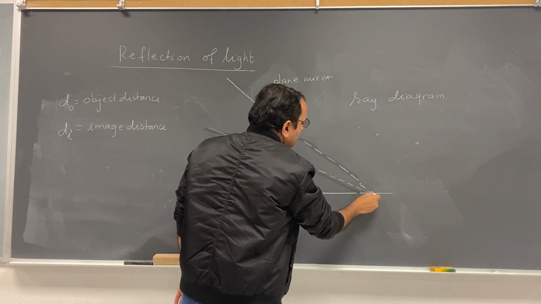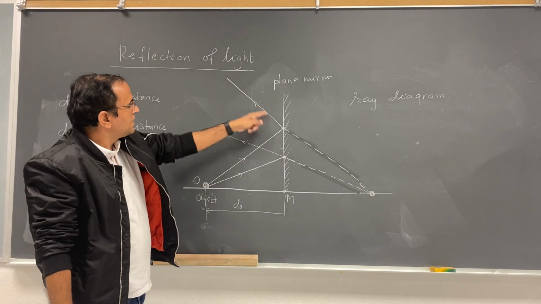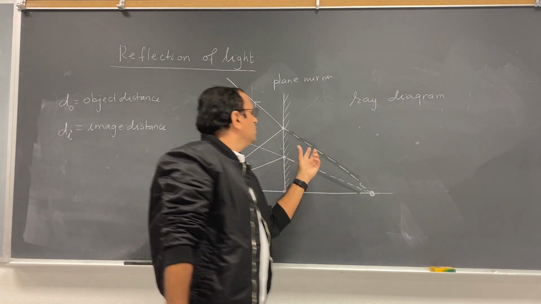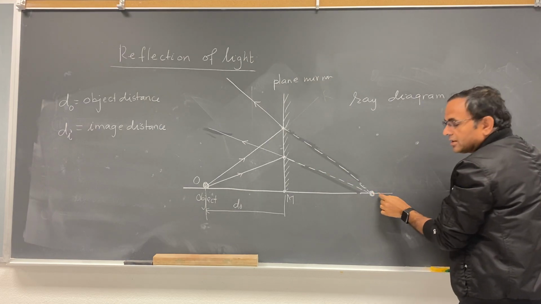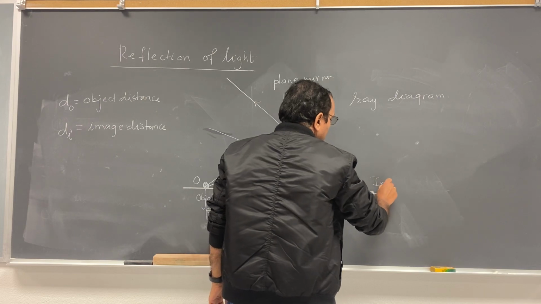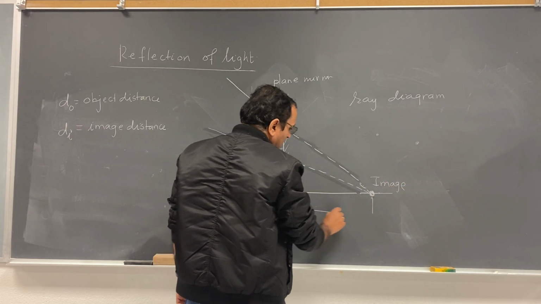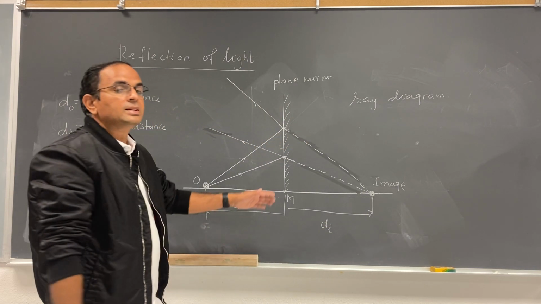So look at this right here. I extend these reflected rays backward, and these we call the virtual rays. I extend them and they meet here. So this is the image. And this length from here to there, you can call d sub i, the image distance.